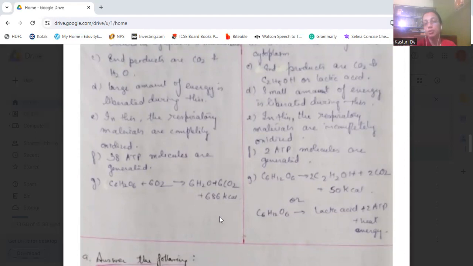C6H12O6 plus 6O2, in the presence of enzymes, changes to 6H2O plus 6CO2 plus 686 kilocalories. Whereas in anaerobic respiration, where ethyl alcohol and carbon dioxide are formed, C6H12O6 gives rise to 2C2H5OH, that is ethyl alcohol, and 2 molecules of carbon dioxide, with 50 kilocalories of heat generated. Or you can say C6H12O6 breaks down to lactic acid and 2 ATP molecules, plus some heat energy is generated.